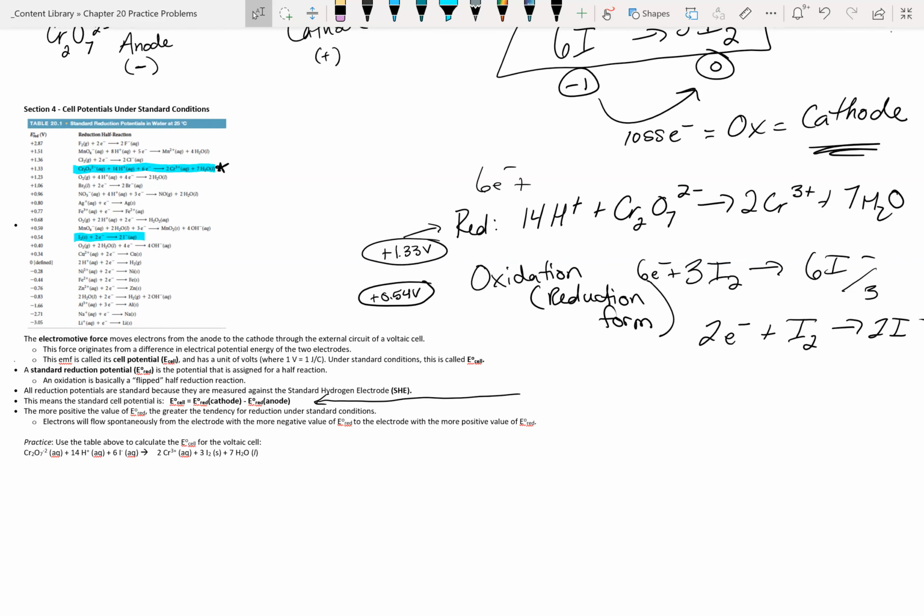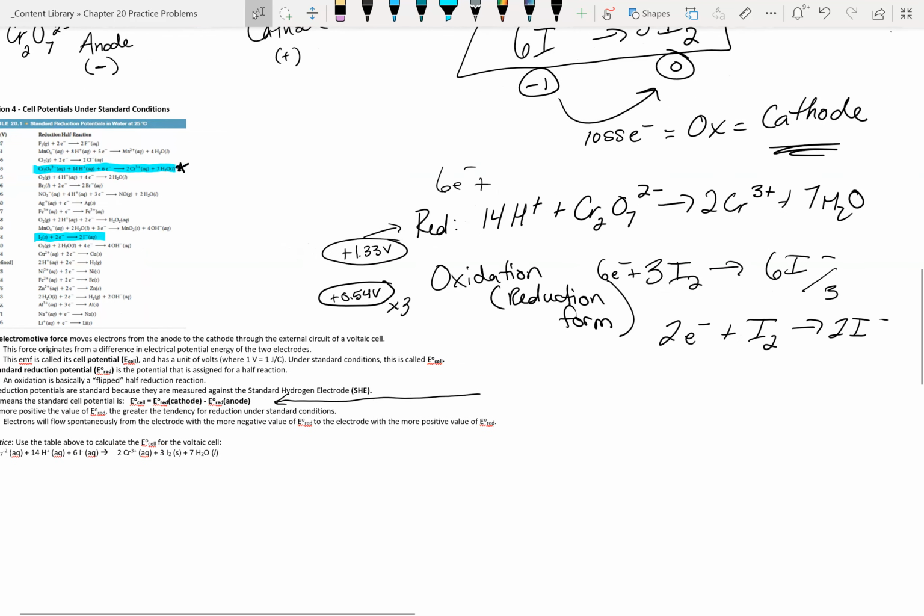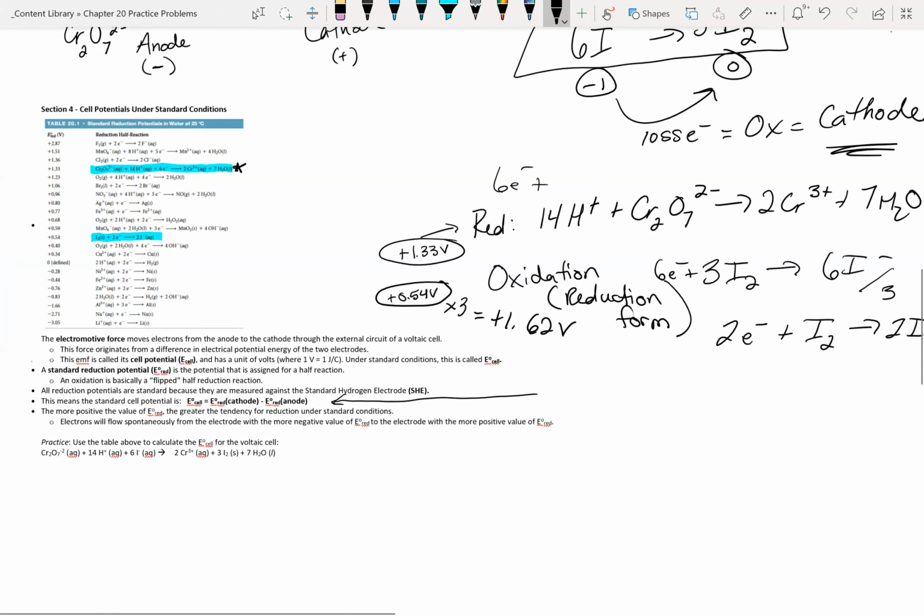All right, so next thing to do is to do the E cell. And we know that this number is also going to be multiplied by 3 because we divided the whole thing by 3. So we're actually going to take that number times 3. And so we're going to get this value of positive 1.62 volts.